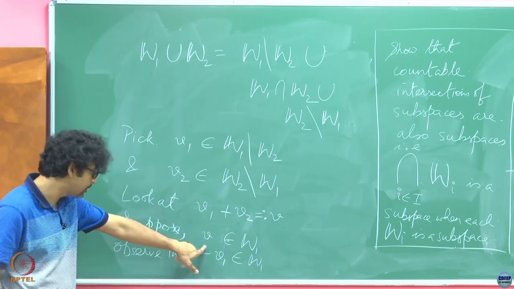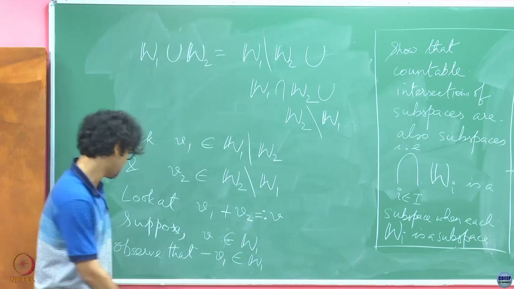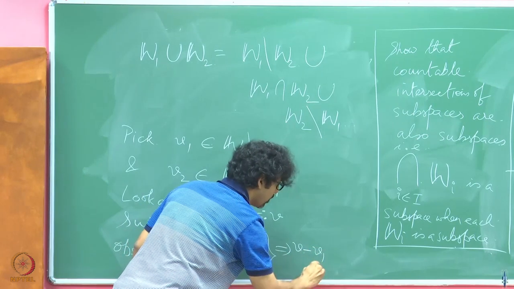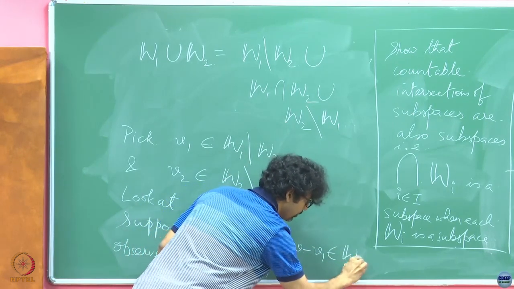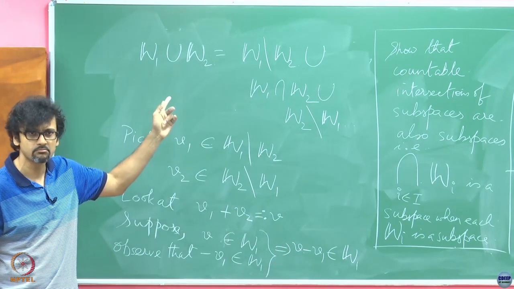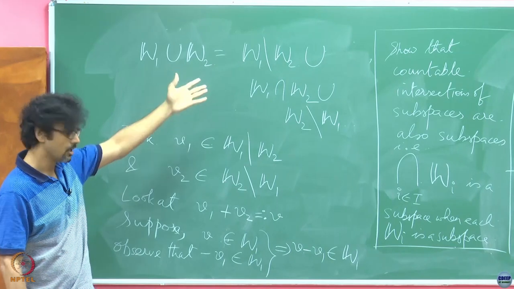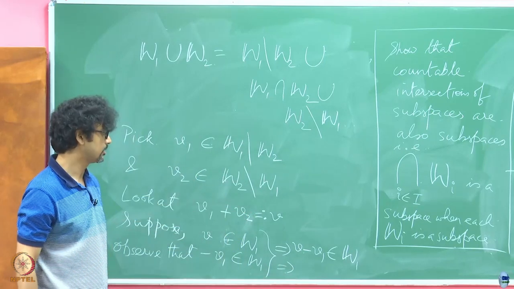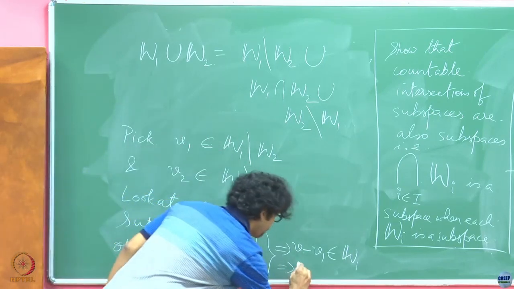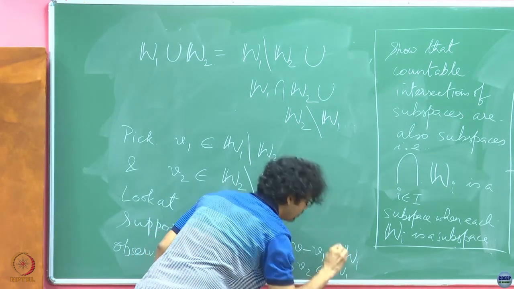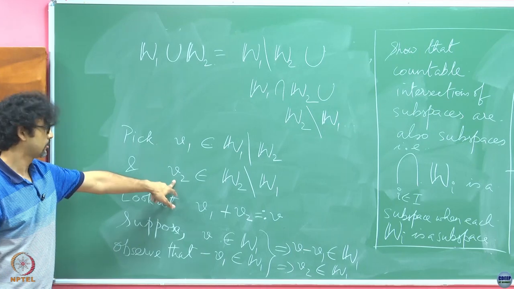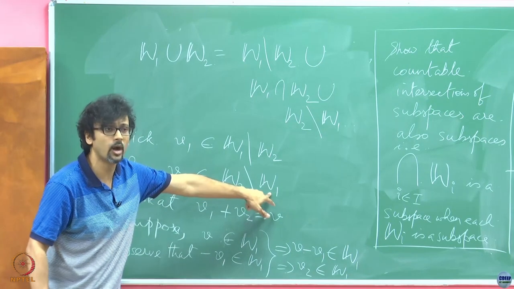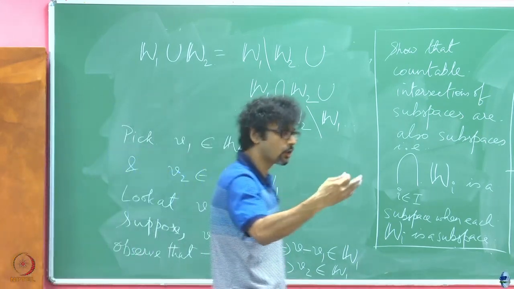Now, suppose you are assuming that V belongs to W1 and minus V1 belongs to W1, what does this immediately lead us to? V minus V1 belongs to W1, because there is no doubt about the fact that W1 is a subspace. That's our choice. But what is V minus V1? That's V2. So V2 belongs to W1. Is it possible? Where have we chosen V2 to come from? V2 comes from W2 deletion W1. So it comes from that part of W2 which is not common or overlapping with W1.